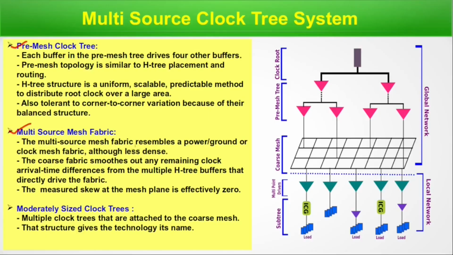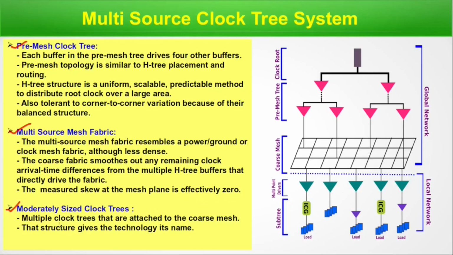Now, multi-source mesh fabric. The multi-source mesh fabric resembles a power ground or clock mesh fabric, although less dense. The coarse fabric smoothes out any remaining clock arrival time differences from multiple H-tree buffers that directly drive the fabric. The mesh skew at the mesh plane is effectively 0.